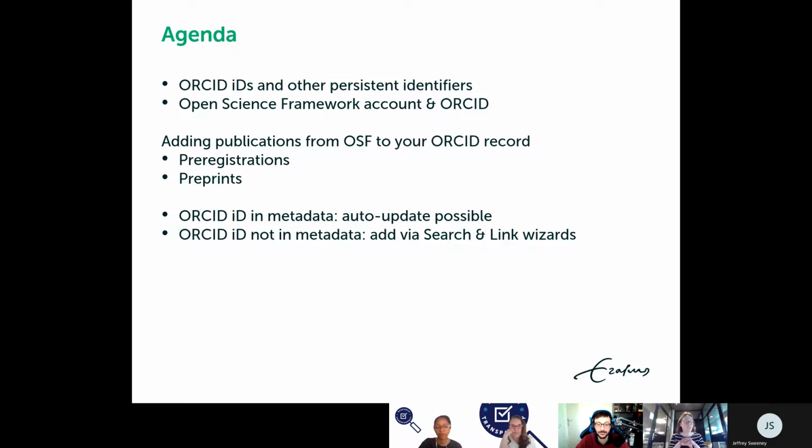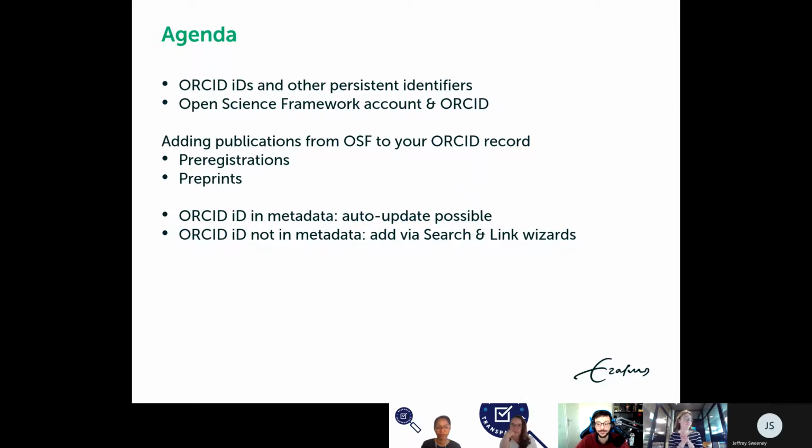And if you already use your ORCID record to add journal articles or book chapters, then you know there is a difference between publications that have your ORCID ID in the metadata, because then it's possible to auto-update, to give permission to, for example, Crossref to add your publications automatically.